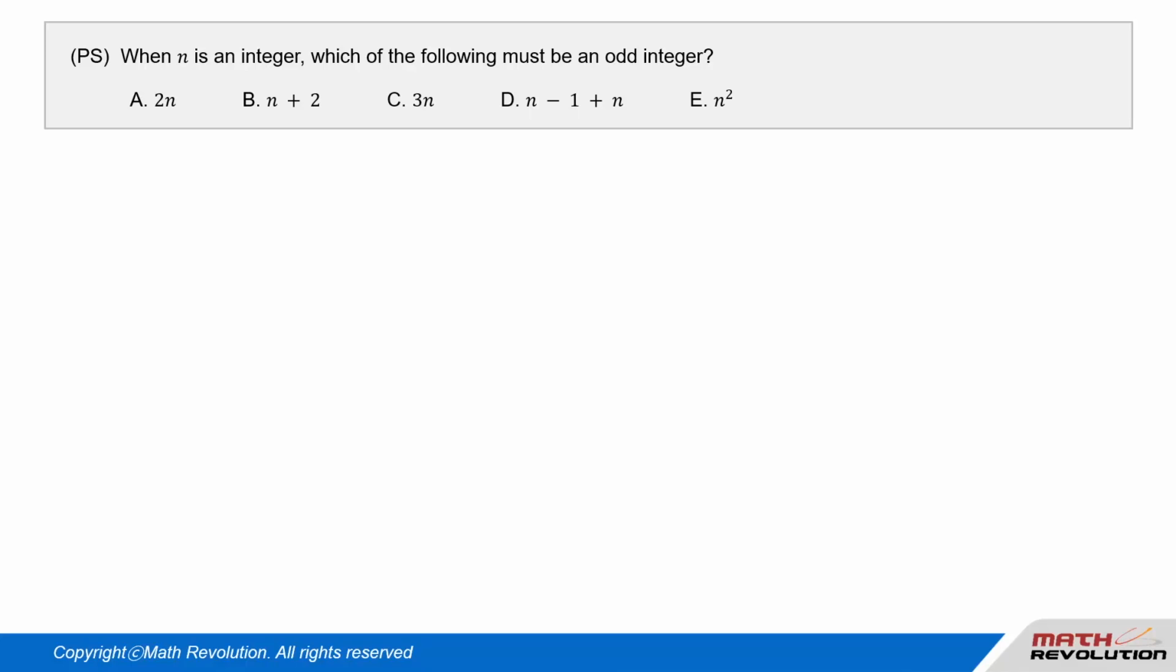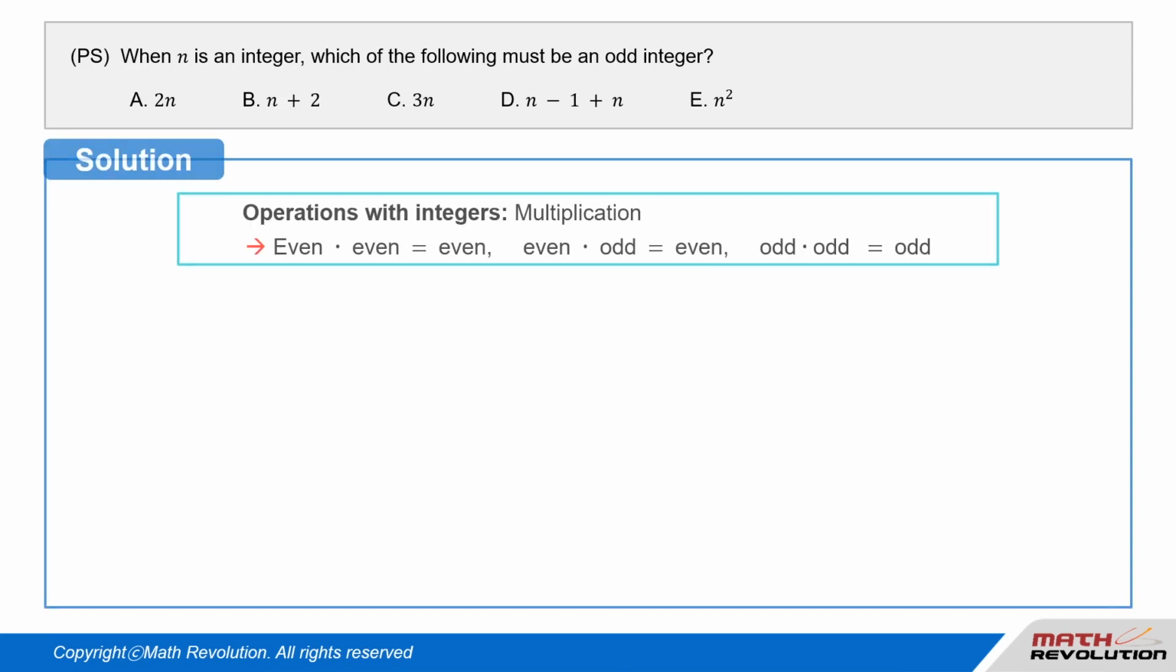Question. When n is an integer, which of the following must be an odd integer? Solution. Multiplication and addition/subtraction are the most important operations with integers.